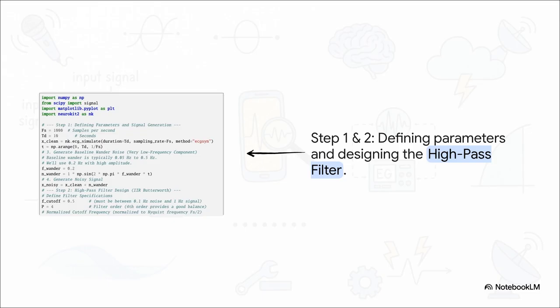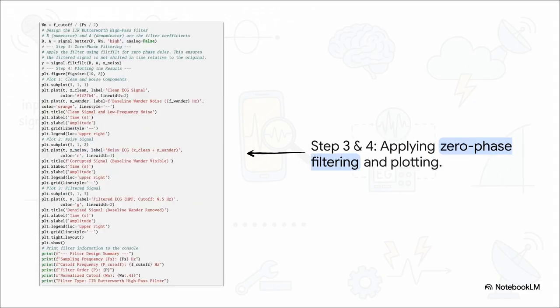Then, we take that 0.5 cutoff frequency and normalize it against the Nyquist frequency. If you remember, Nyquist is always half of our sampling rate, so in this case, 500 Hz. Finally, we pass all those parameters into our Butterworth function to mathematically generate our filter coefficients. Moving further down the script, we hit step 3.